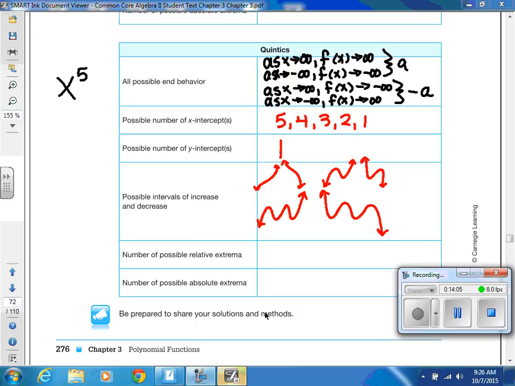All right, number of possible relative extrema, 4, 2, or none. Number of possible absolute extrema, none.